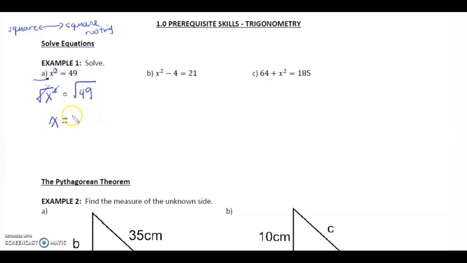But when we're solving, it's actually two different numbers. It's plus 7 and minus 7. Okay, and that equals 49. So just to show you, 7 times 7 equals 49. So that's one solution, the positive 7. And negative 7 times negative 7 also equals 49. So that's another solution, the negative 7.